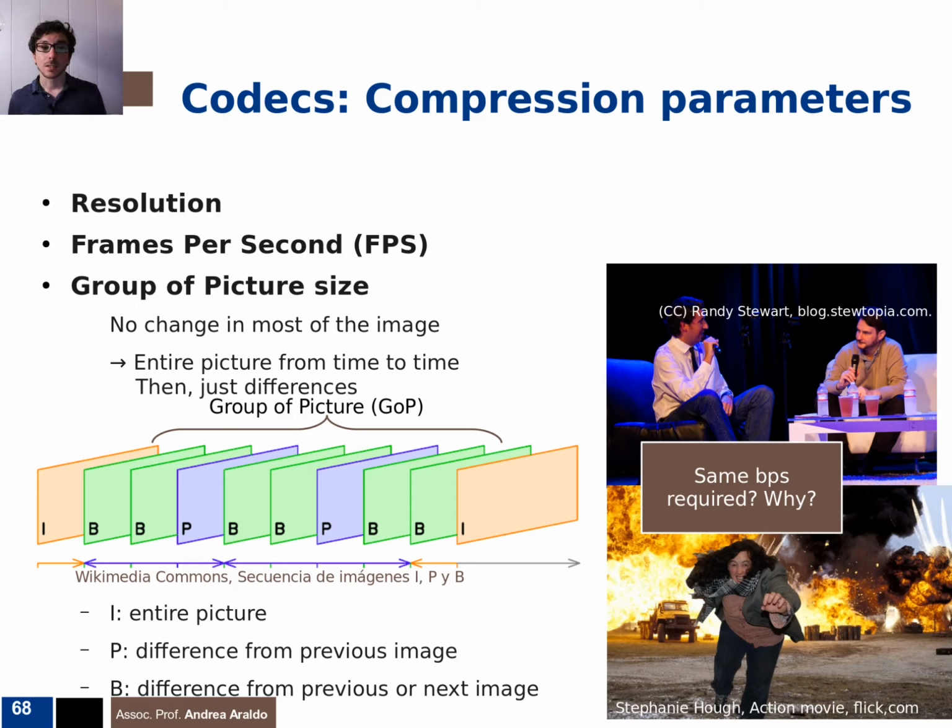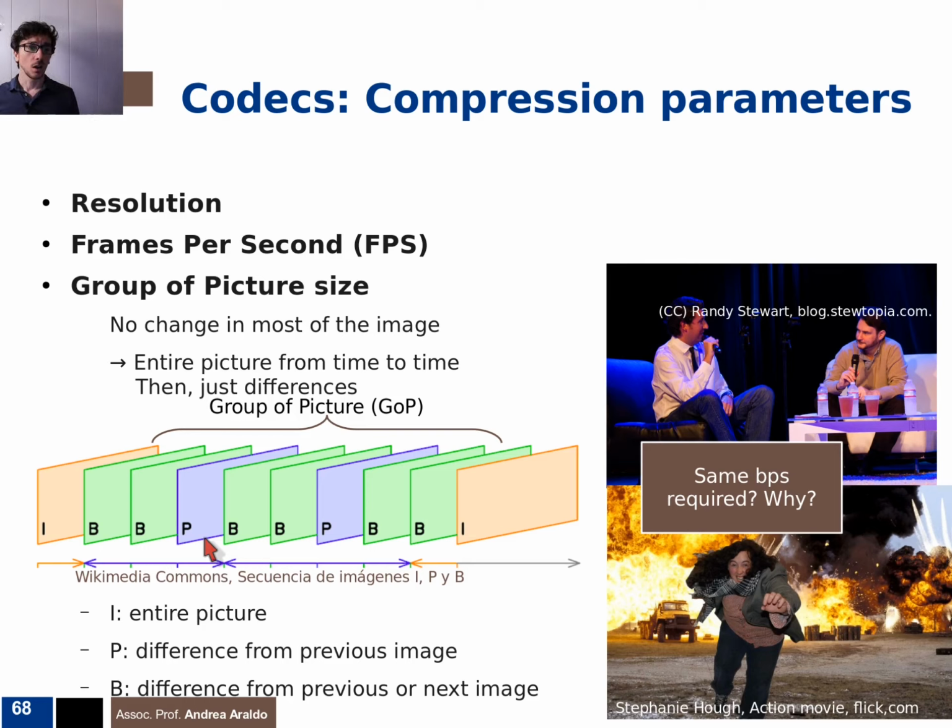Another parameter is the size of the group of pictures. It's true that a video is a sequence of images, but we don't represent every frame as a complete and independent picture. Instead, we have I frames that are actually complete pictures. And then we have P and B frames that are just describing the difference of that frame with respect to the I frame.